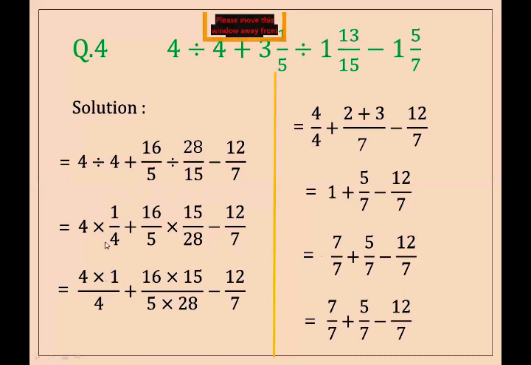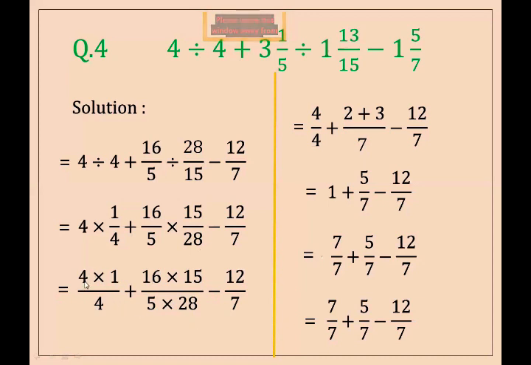Now in the next step, we have to solve the multiplication. Here we write 4 and 4 multiplied by 1. 16 upon 5 is multiplied by 15 upon 28. Here we multiply the numerator and the denominator: 16 multiplied by 15 and 5 multiplied by 28. Now here we have the minus and 12 upon 7. Firstly we simplify this fraction. Here we have 5 ones are 5 and 5 threes are 15. Here we have 4 twos are 8 and 4 sevens are 28.